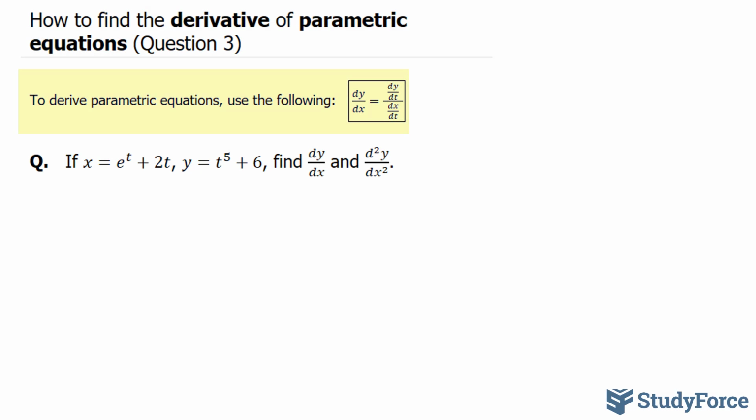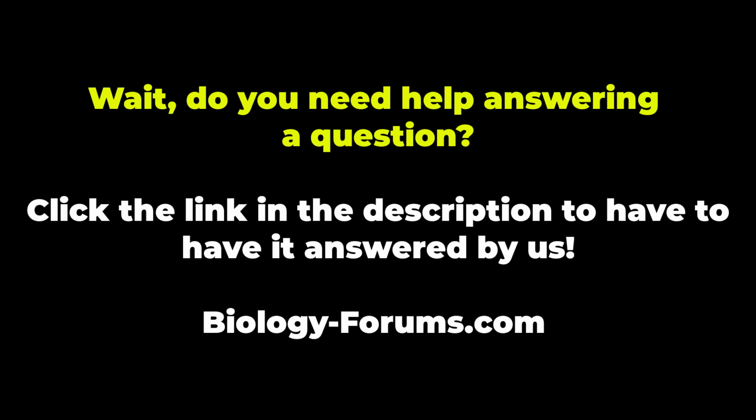To differentiate these two parametric equations, we need to find the derivative of y with respect to t individually, and the derivative of x with respect to t individually, then divide the two. Once you have divided the two expressions, you'll end up with dy over dx. Once that's done, I'll show you how to find the second derivative.